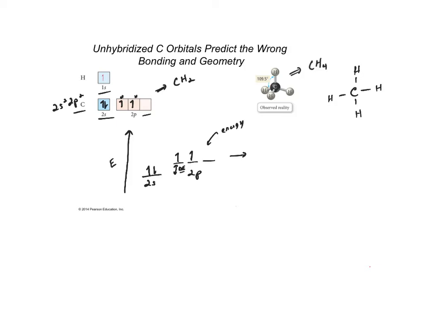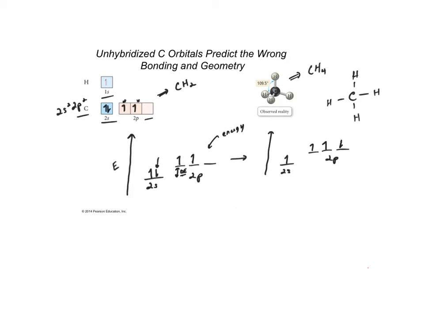If we added in enough energy that essentially equals the energy distance between the 2s and the 2p, then what we could do is promote one of these electrons from the 2s into the 2p. So we had the 2s here, and then the 2p, and we put in a tiny bit of energy, and one of those electrons, let's say this guy, would be promoted from the 2s to the 2p. Now we have four orbitals with single electrons in each one that are ready to spin pair and form four bonds. So this would explain the four bonds that we actually see in methane, okay?